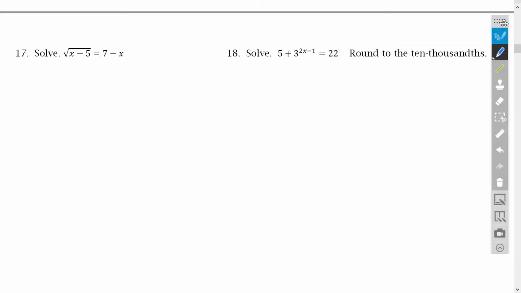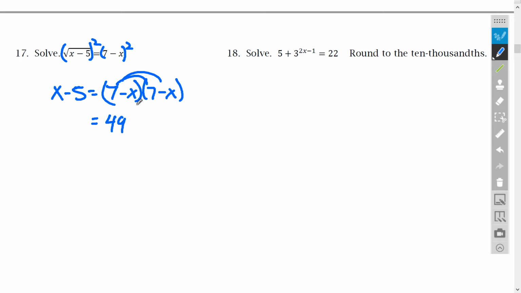All right, solve square root of x minus 5 equals 7 minus x. Okay, so when you're doing a radical equation like this, you got to make sure the radical is by itself. You can get rid of the radical by squaring it, but that means you also have to square the other side. So the left side becomes x minus 5, but the right side is 7 minus x squared, so that means we need to multiply it by itself. Okay, so we distribute. 7 times 7 is 49. 7 times negative x is negative 7x. Negative x times 7 is negative 7x. And negative x times negative x is x squared.